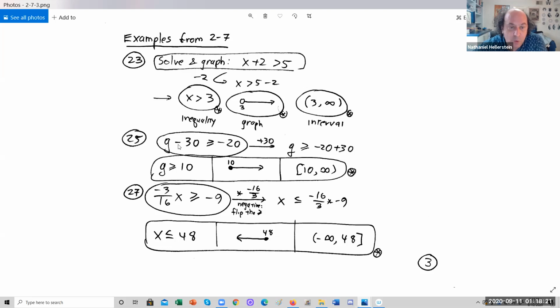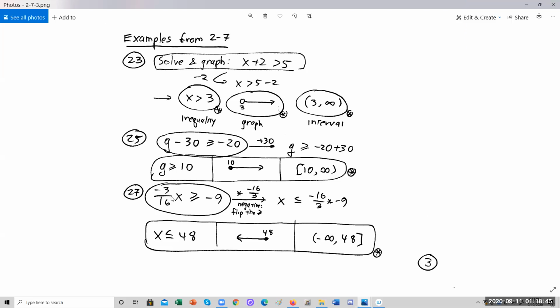Here we have g minus 30 is greater than or equal to negative 20. We isolate g by adding 30 to both sides. That cancels the negative 30, and it keeps the inequality the same. So g is greater than or equal to negative 20 plus 30, so g is greater than or equal to 10. It's the right half of the line, including 10: square bracket 10 to infinity.